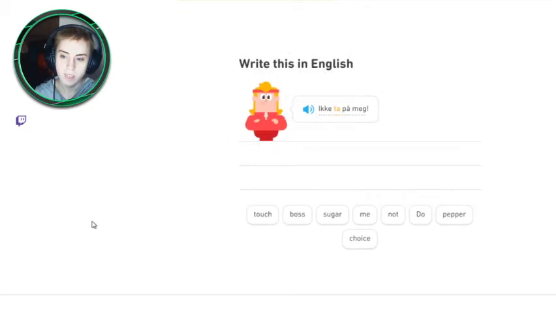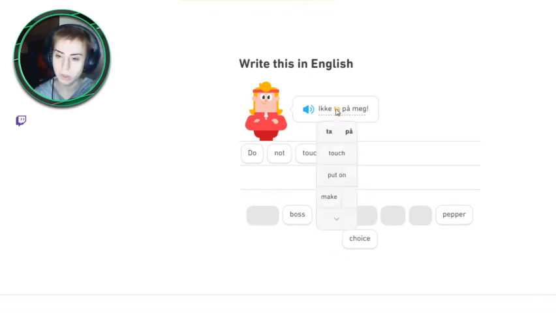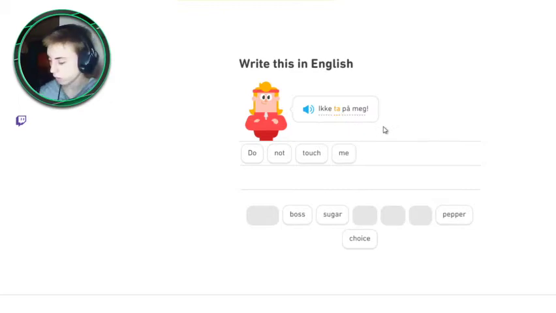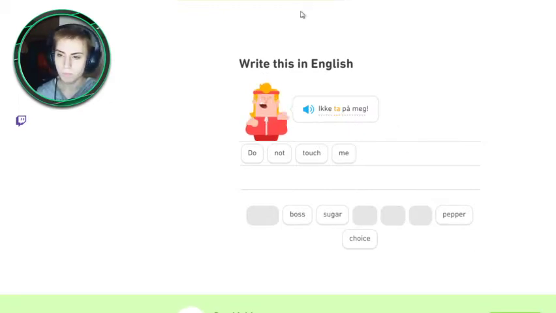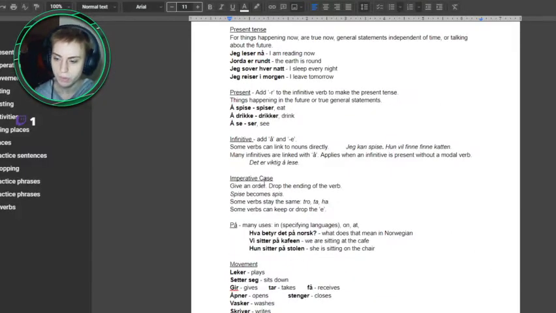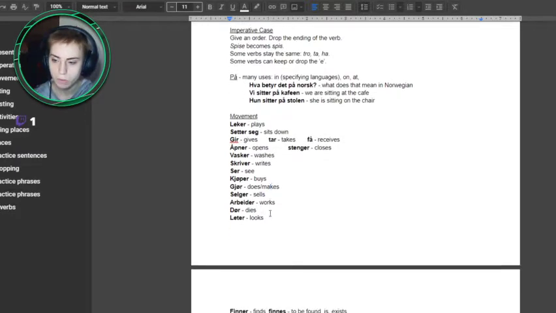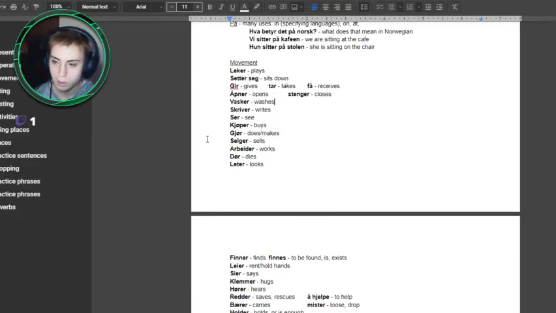Ikke ta på meg. Don't take. I'm sure that's take. Don't take from me. Do not touch me. That's the only words here that make sense. Ta. Touch, not take. I wonder, because I have both take and touch.